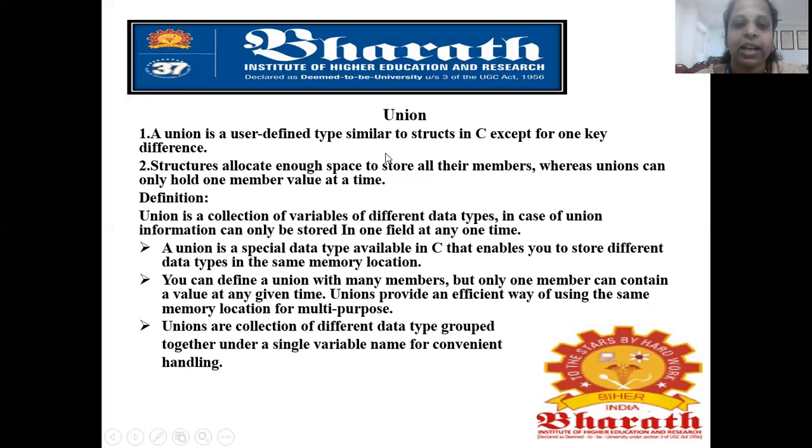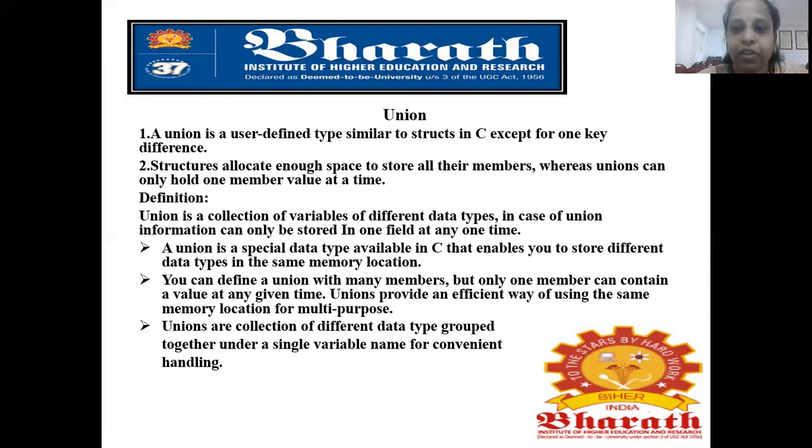So structures allocate enough space to store all their members, whereas union can hold only one member at a time. The definition of union is that a union is a collection of variables of different data types. In case of a union, only one field can be stored at a time. So your union is a special data type available in C, which is used to store different data types. All the different data types are stored in the same memory location. That is called a union.